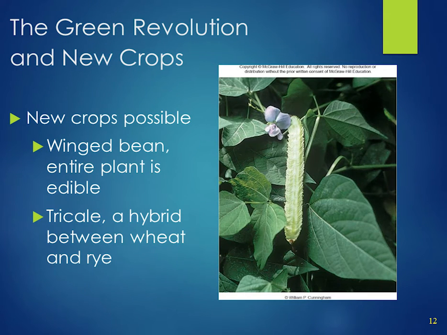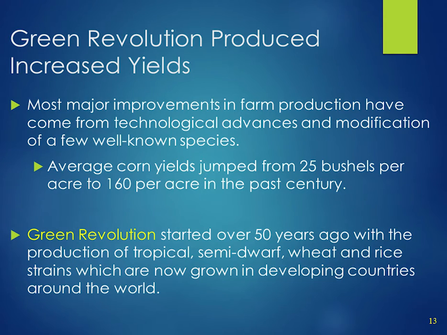The Green Revolution and new crops. New crops possible. Winged bean: the entire plant is edible. Triticale, a hybrid between wheat and rye. Modern increases in food production have occurred because of industrialization. This Green Revolution occurred because of increased use of pesticides, irrigation, and mechanization.